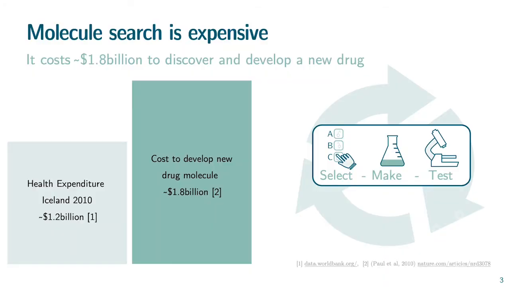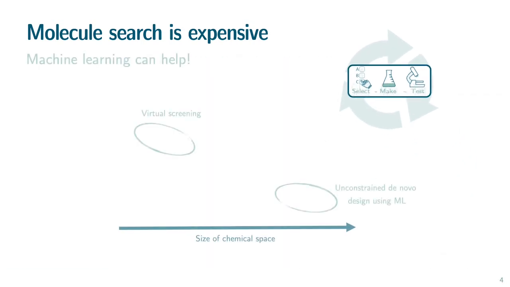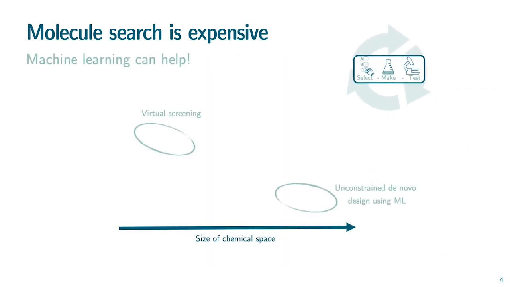But first, why is molecule search important? Well, molecule design is particularly important in the search for new drugs. This is currently a very expensive process. Now, a significant chunk of this cost comes down to the high number of select-make-test cycles required. In each iteration, a chemist selects a molecule to check next, makes it, and then tests how well it performs.